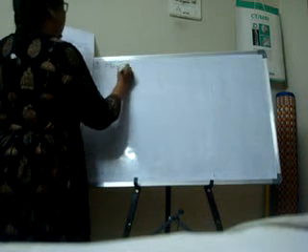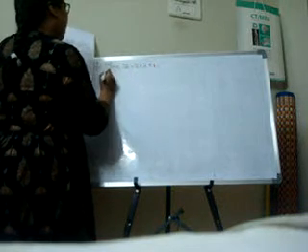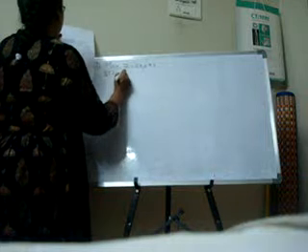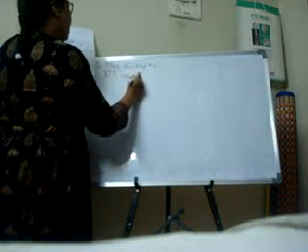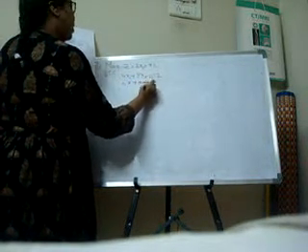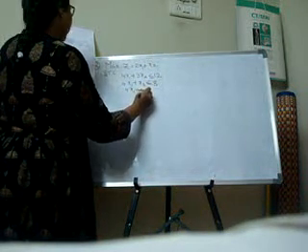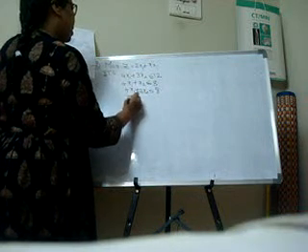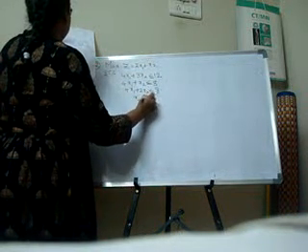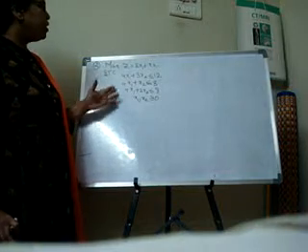Maximize z equals 2x1 plus x2 subject to the constraints 4x1 plus 3x2 less than or equal to 12, 4x1 plus x2 less than or equal to 8, 4x1 plus 2x2 less than or equal to 8, x1, x2 greater than or equal to 0. So this is the problem given.